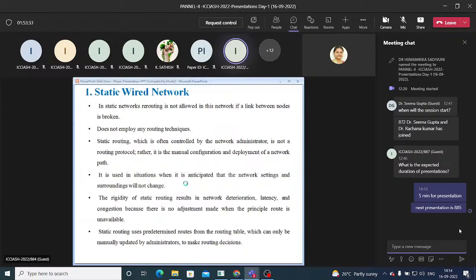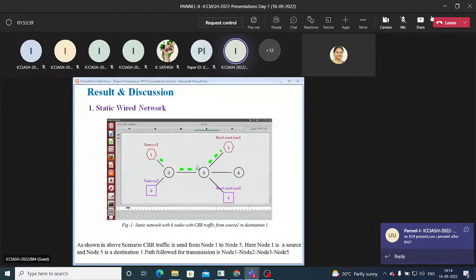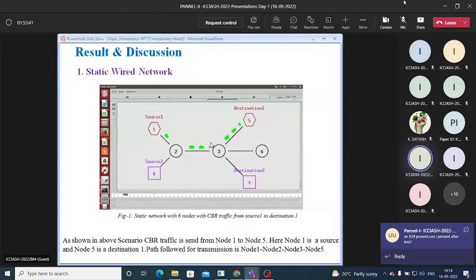Moving to results and discussion. Here, as I said, we have used a software called NS2. NS2 is an event-driven network simulator tool, which is an open source tool. Using this tool, we can configure and create different network scenarios for simulation purposes. Using this software, we have created two networks, a static wired network and a dynamic wired network.